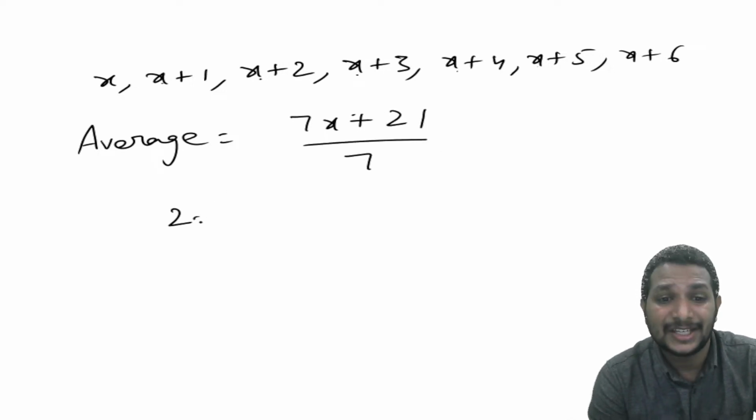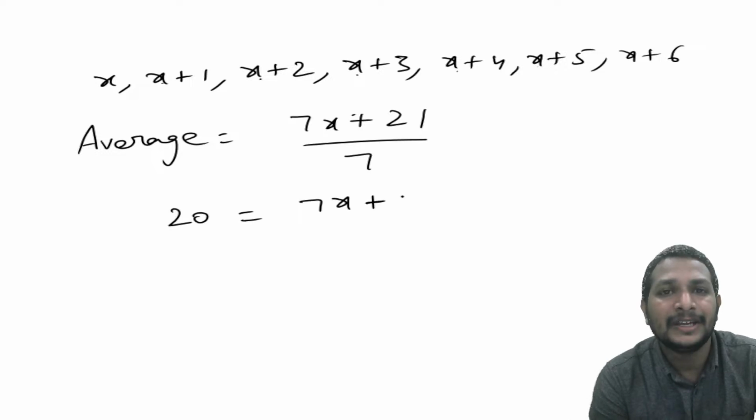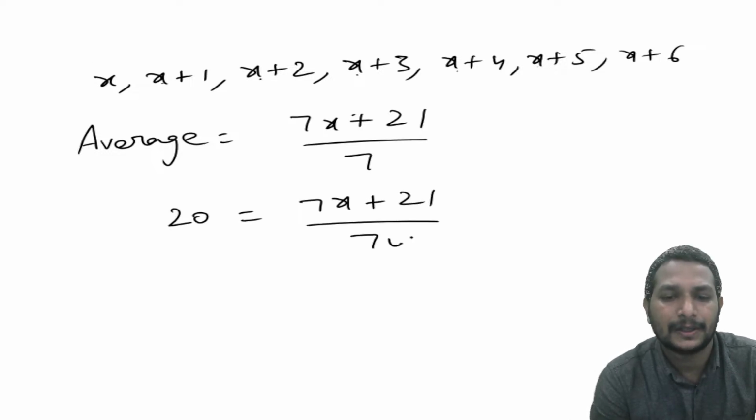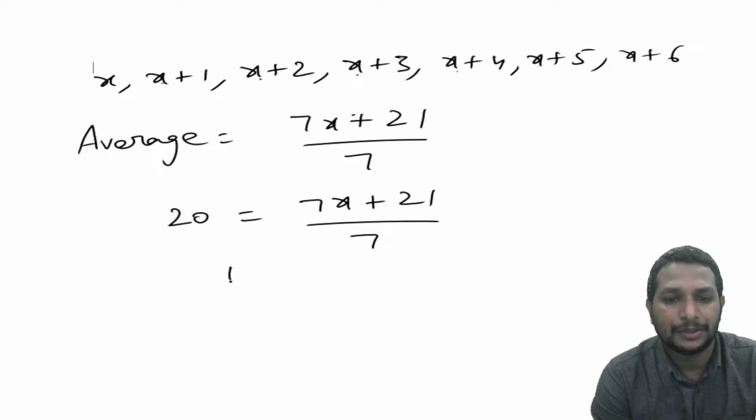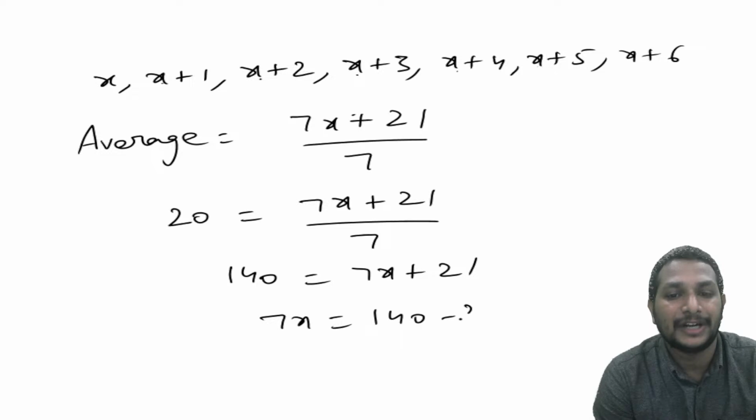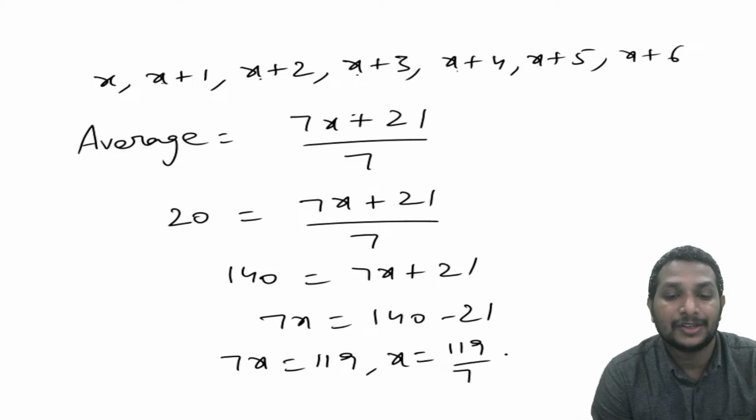As the average is given as 20, I'm equating to 20. Now, by cross multiplication, I get 7 into 20, 140. The like terms, 7x equals 140 minus 21, which is 119. Now, as we need the value of the largest number, 119 by 7 is how much?